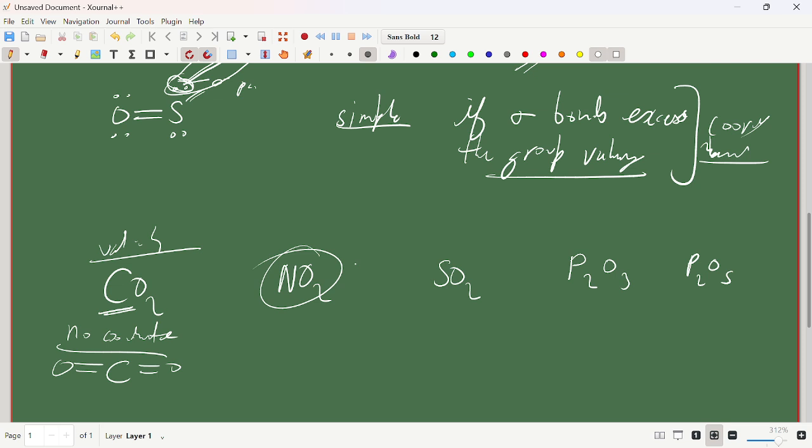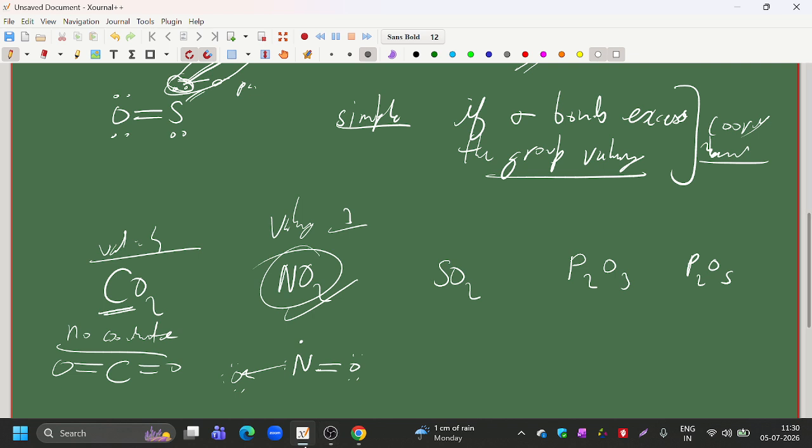NO2. Nitrogen's valency is 3 according to the group. But here, odd electron sharing with 2 with oxygen, and the other electron pair goes into oxygen and forms a coordinate bond. So yes, there's a coordinate bond over here. Why am I saying it's a coordinate bond? Because it's still incomplete. So how is it sharing another electron with someone else? Correct? That's how it works.